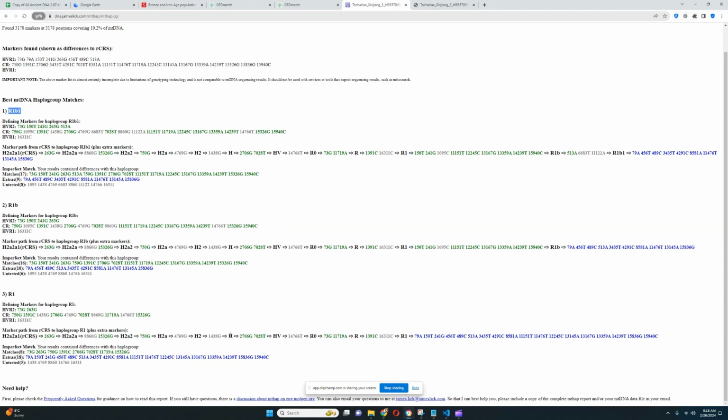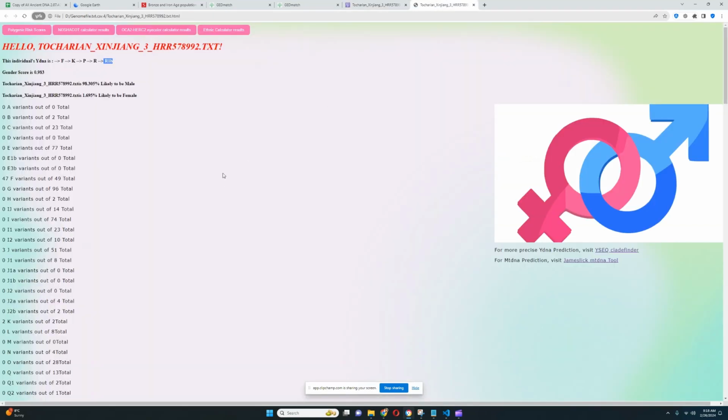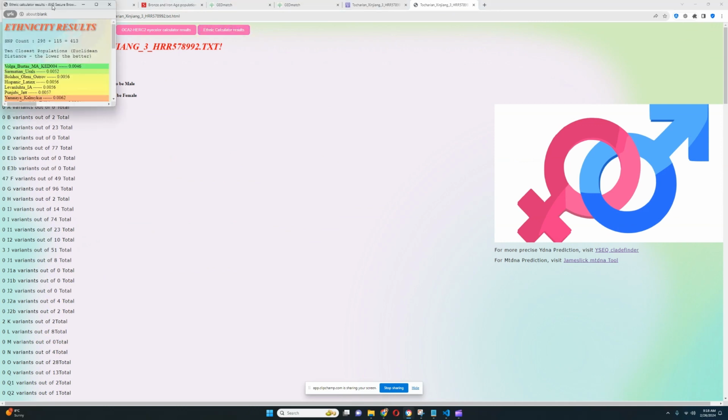It looks like R mitochondrial lineage is a child subclade of H. And H is, I'm pretty sure, this Middle Eastern lineage that's most typical in the Middle Eastern region. So his mitochondrial lineage is R, which is a subclade of HV, which is a subclade of H. Okay, interesting. Let's go ahead and explore his ethnic calculator results, what kind of ethnicities he resembles most.